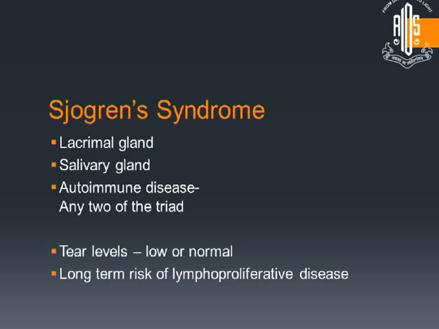There's extensive destruction of the lacrimal gland acini along with inflammatory cell infiltrates. Tear levels may be low or normal. Always low in atrophic lacrimal glands, it may be normal in enlarged lacrimal glands. And there's a long-term risk of development of lymphomas.